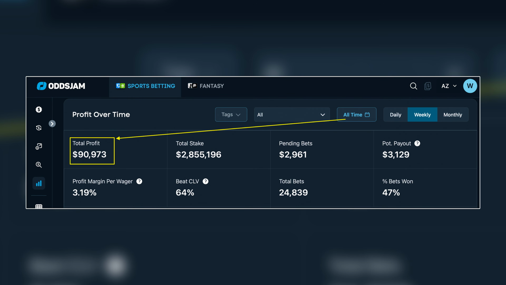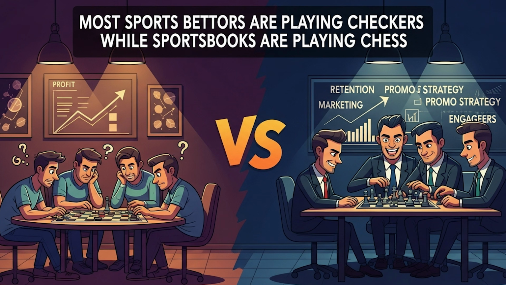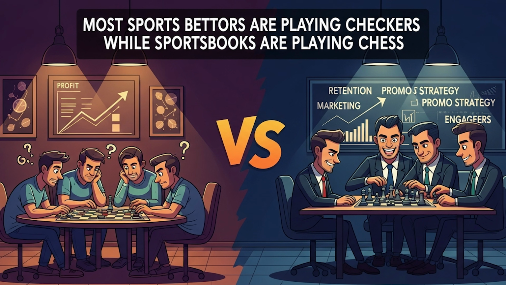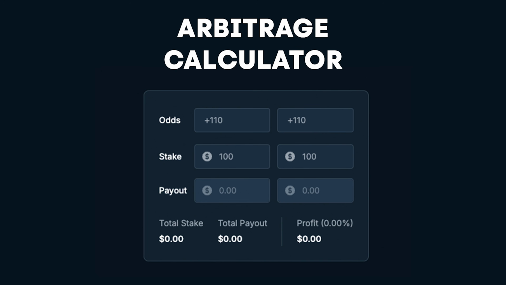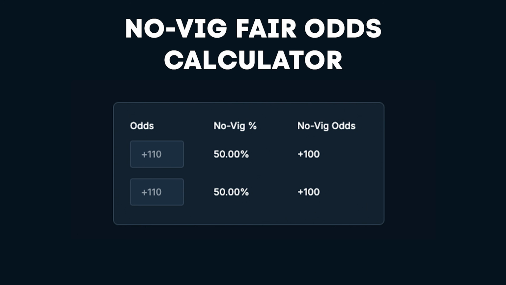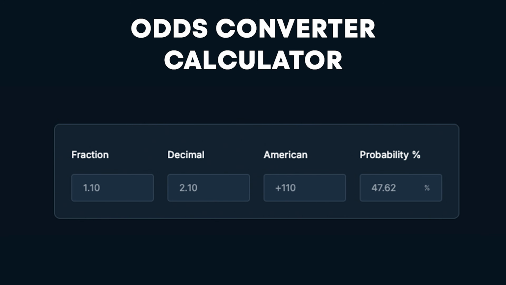The crazy part is that these tools are free and available for everyone to use, but 99% of bettors never touch them. Most sports bettors are playing checkers while the books are playing chess, and the difference comes down to 5 specific calculators: Arbitrage, expected value, no vig fair odds, Kelly, and odds converter calculators. These aren't just fancy math tools, they're the foundation of profitable sports betting. The sportsbooks don't want you to know about these because once you start to understand how to utilize them properly, you stop becoming the book's customer and start becoming their competition.